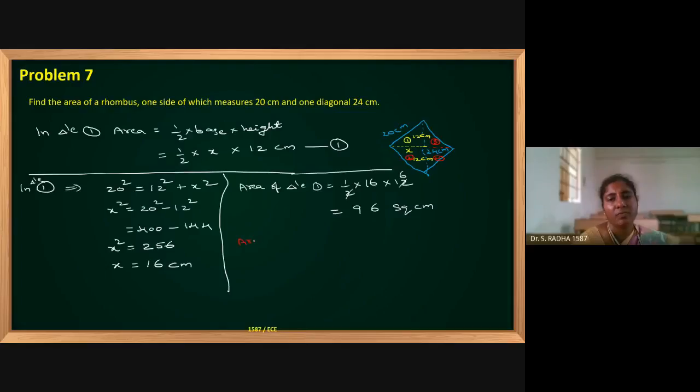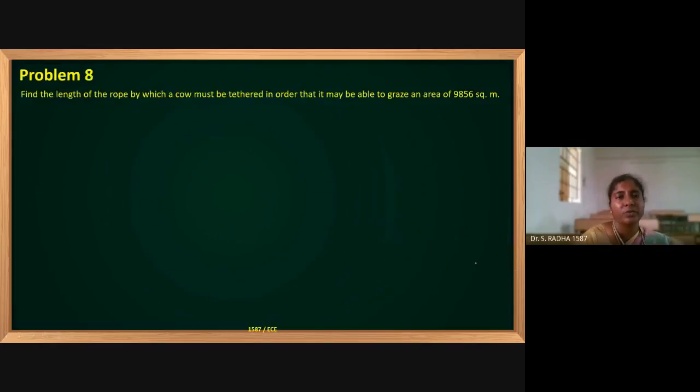So the area of the rhombus is nothing but the area of the first triangle, second triangle, third one and fourth one. All are equal, so if we take 4 times the area of the first triangle, we will be able to get the answer. 4 into 96 square centimeter: 6 fours are 24, and so on, giving 384 square centimeter. 384 square centimeter is the area of the rhombus. Okay, so this is how slowly we have to go on.